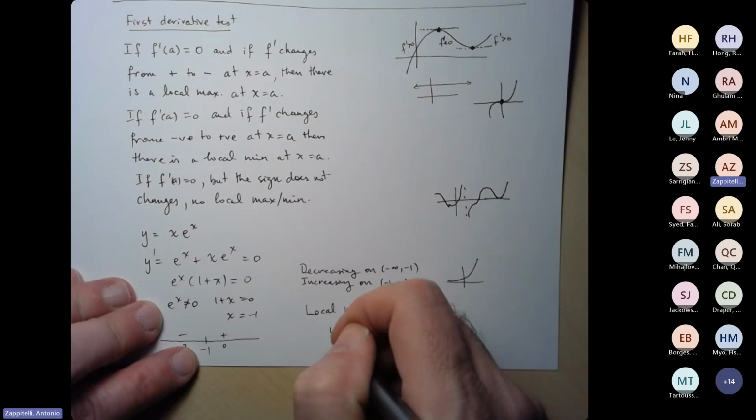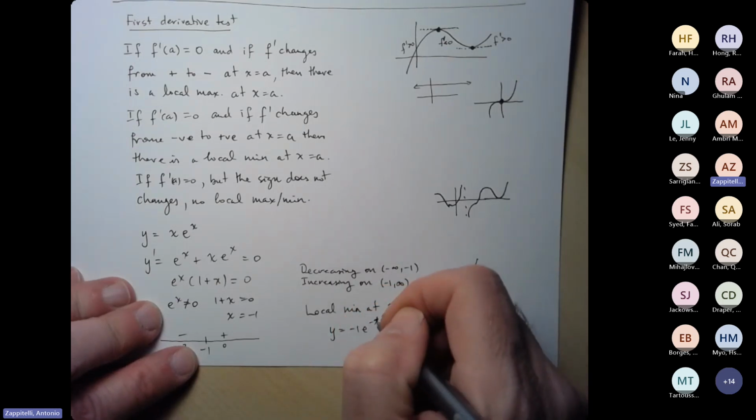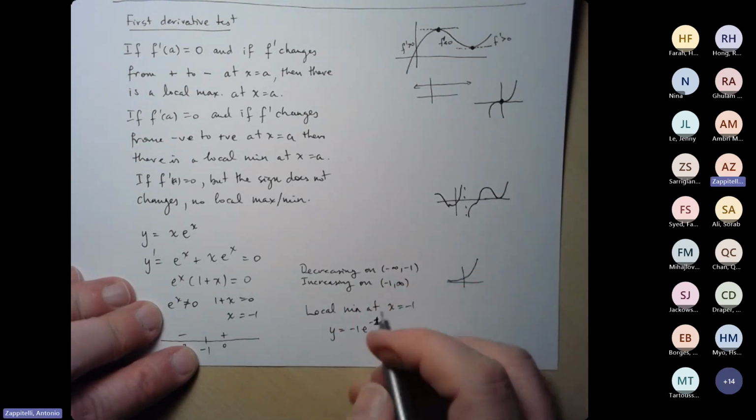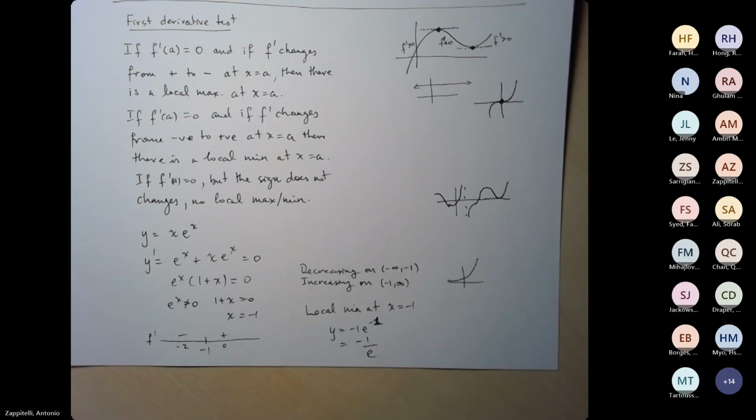So now y would be -1 times e to the -1. Whoops, e to the -1. So hey, we saw that before. -1 over e. Okay, there you go.